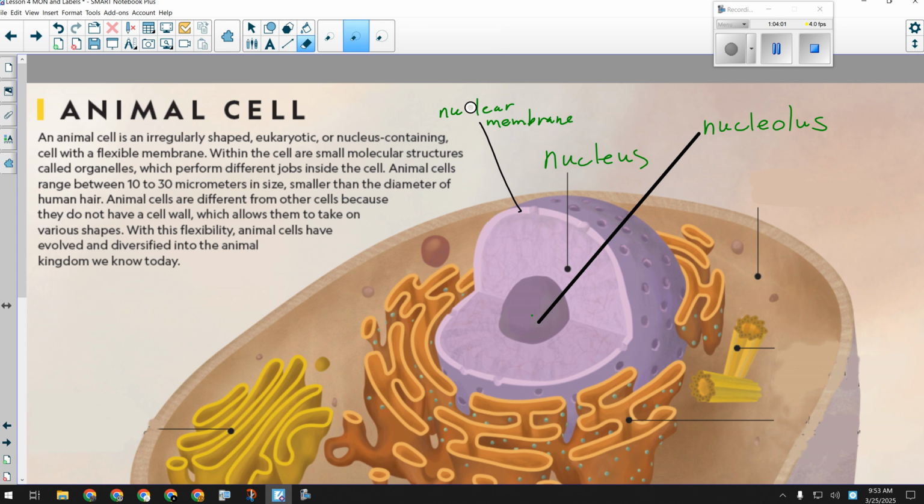Struggling with the C's today. Okay. What would this one be pointing at? Cytoplasm, yeah. Both plants and animals have that.